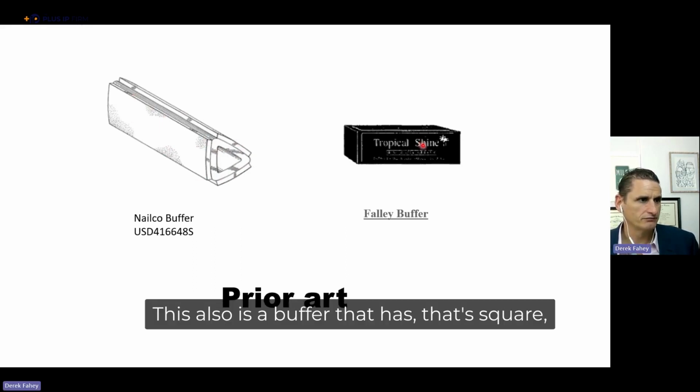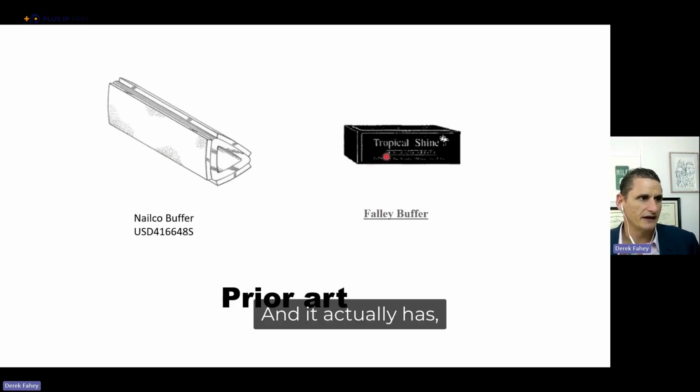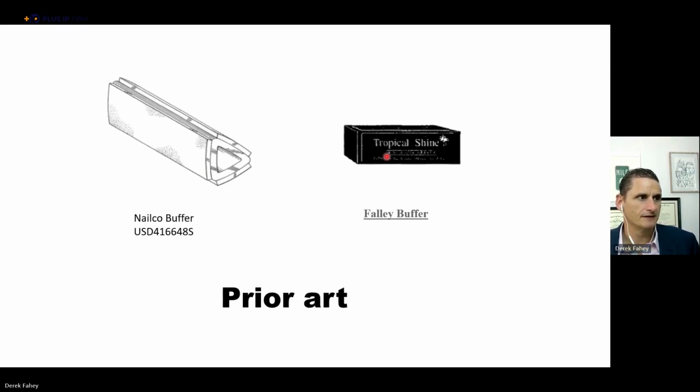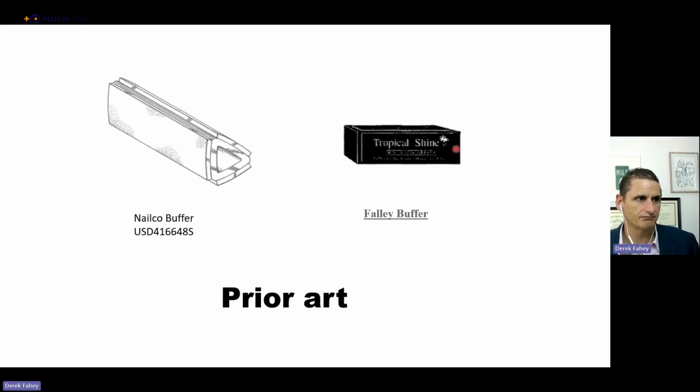This also is a buffer that's square, that has closed ends, and it's called the Faley buffer. It's got buffing sides as well. All right.